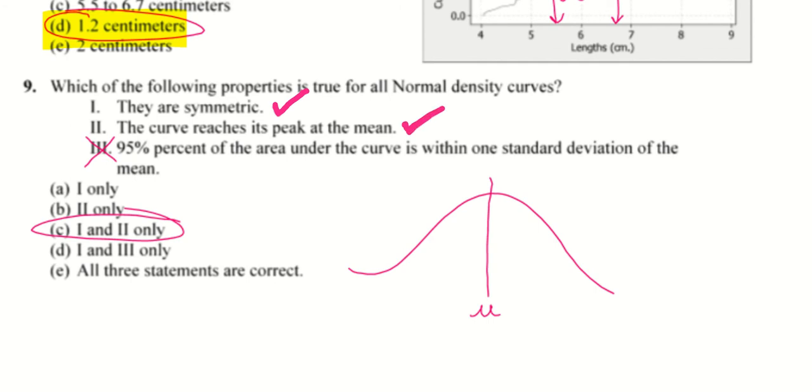And then option 3 is out because 95% of the area under the curve is within 2 standard deviations. So this should have been a 2. Had that been 2 standard deviations of the mean, then 3 would have been correct. But 3 is not correct. So option C is our best answer.